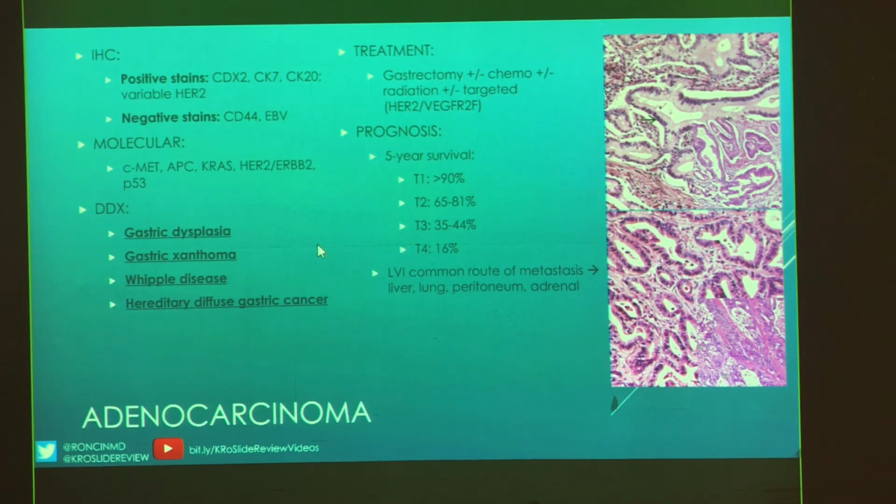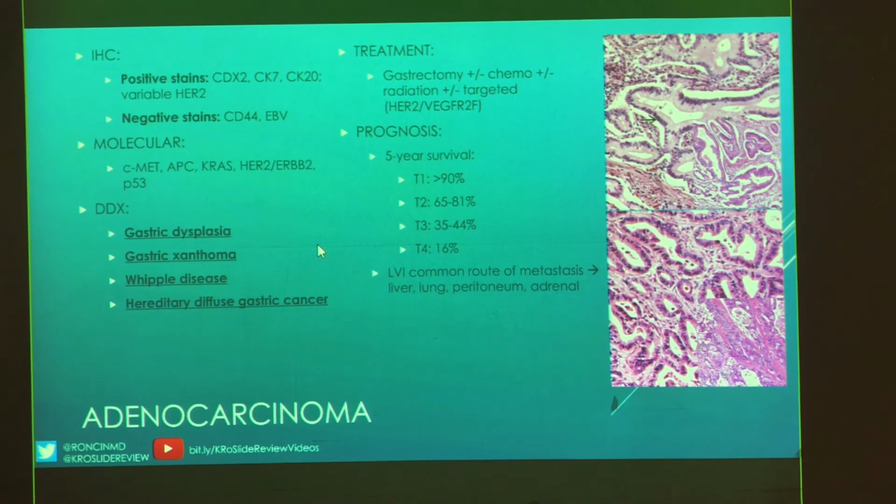Treatment for these, they may do gastrectomy, which, depending on where the tumor is, could be partial or complete. They're going to do chemo, may do radiation, may do targeted therapy, and targeted therapy would be for things like if they have HER2 mutations. They can also try VEGF receptors.